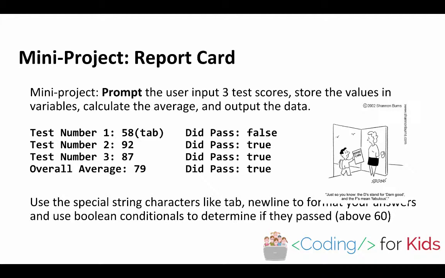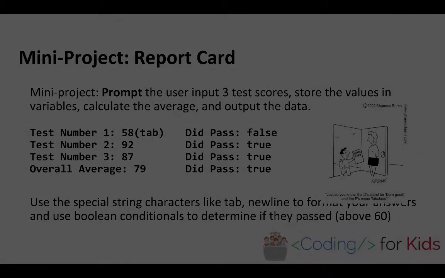In this project, you should prompt the user using the Scanner to input 3 test scores and store these values into variables. From this, then calculate the average and output the data. You should determine whether each test passed and if their overall average passed. In this case, them passing means their score was above 60. Pause the video and get started.